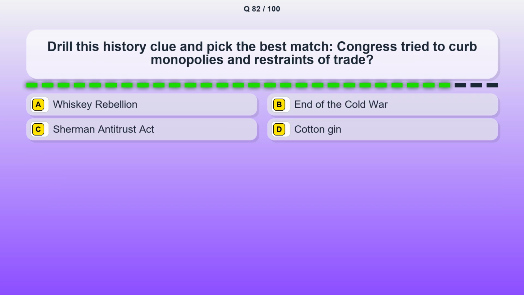Question 82. Drill this history clue and pick the best match. Congress tried to curb monopolies and restraints of trade. Option A, Whiskey Rebellion. Option B, end of the Cold War. Option C, Sherman Antitrust Act. Option D, Cotton Gin.